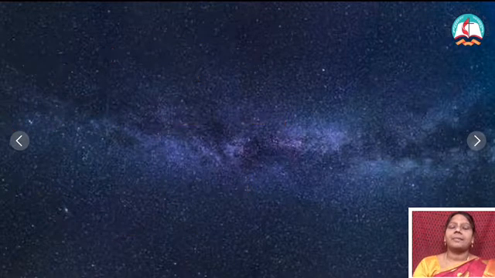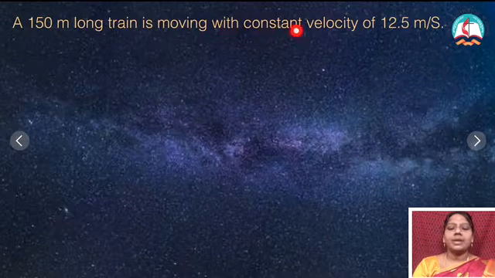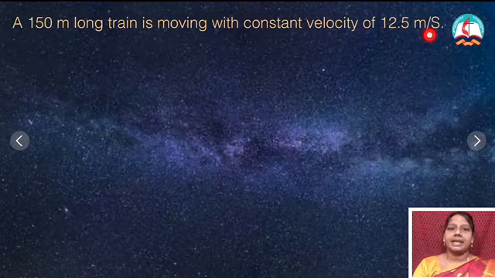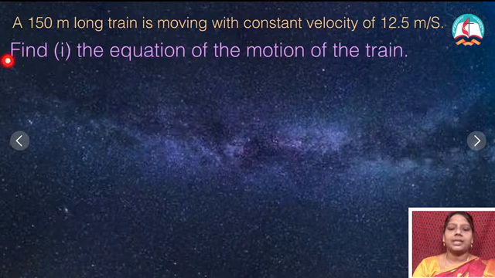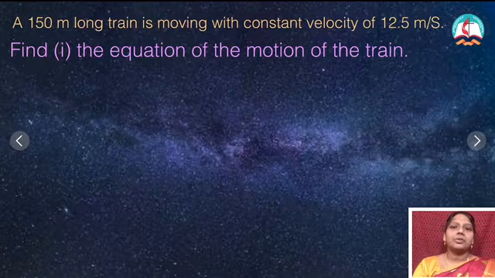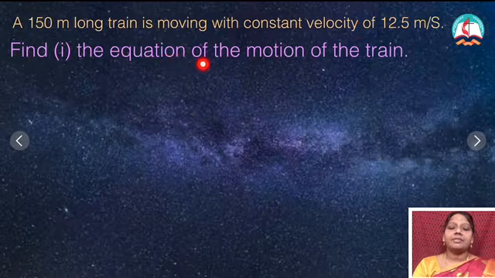Okay. So now let me do a practical problem. A 150 meter long train is moving with constant velocity 12.5 meter per second. That is a given thing. Now what is the thing we have to find out? The first one is the equation of the motion of the train. So the speed of the train, that is given to us. Velocity is given. Now we have to find out the equation of the moving train.